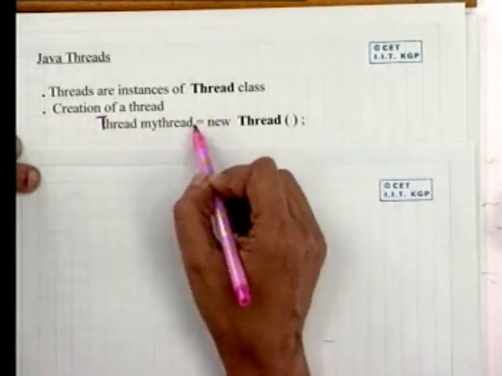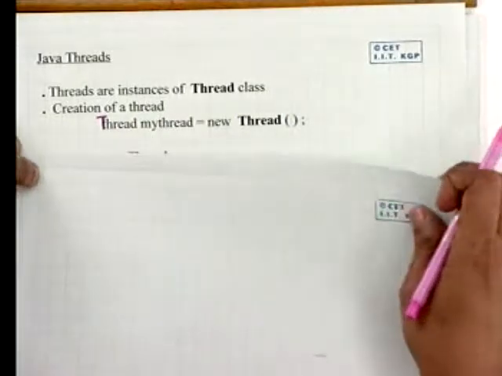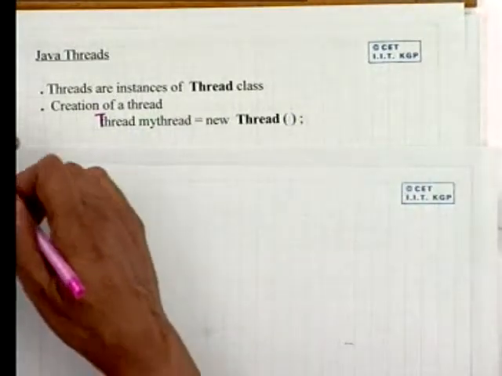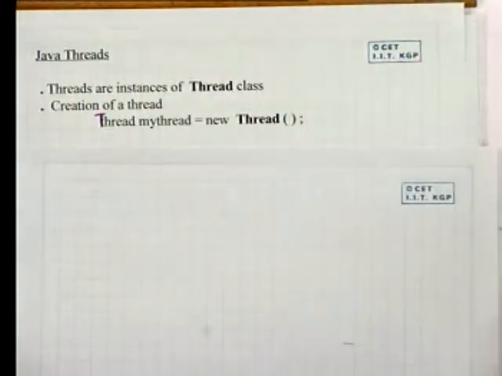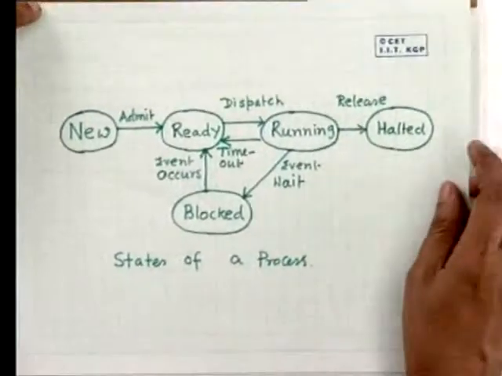So I am creating an instance called my thread, using the constructor Thread. Now let us look at the life cycle of a thread. If you compare it with the life cycles or the states of a process we had seen earlier, when a process is in its execution state, there can be different stages.